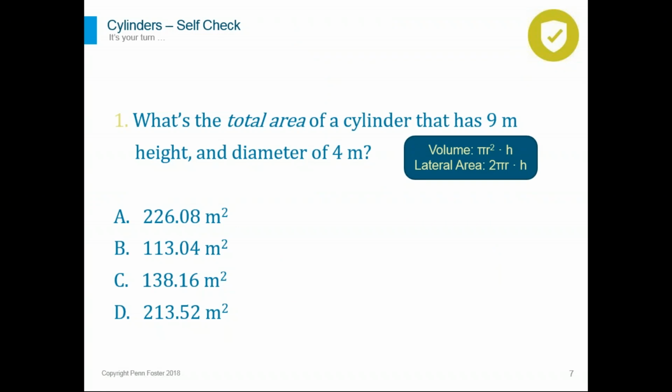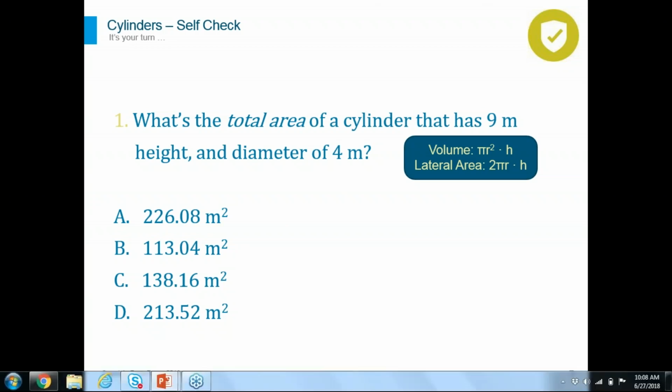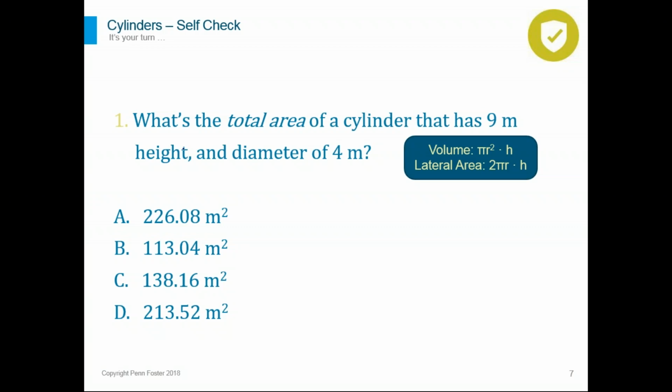Now, let's look at a question. This question is a self-check question. I feel that the formulas are pretty simple, so we can go directly to a self-check question. I did bring the formulas for volume and lateral area on this slide, so you're able to look at the question, work it out, and then select your answer. In a little bit, I'm going to change my screen. You will have the same question on the screen, but this time you're able to select and submit your answers. So let's read the question together. What's the total area of a cylinder that has 9 meters height and a diameter of 4 meters?